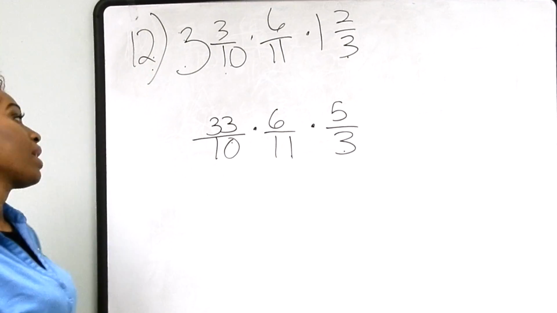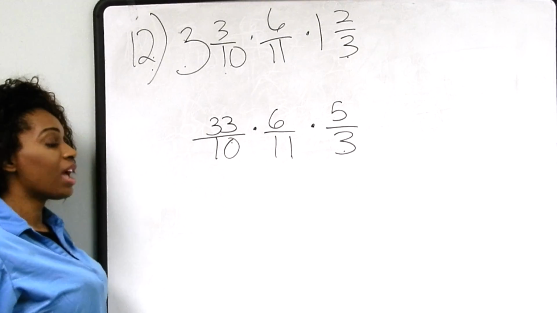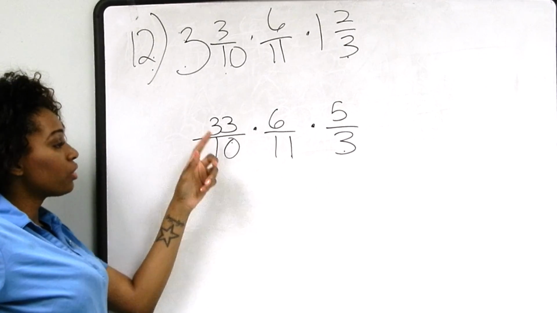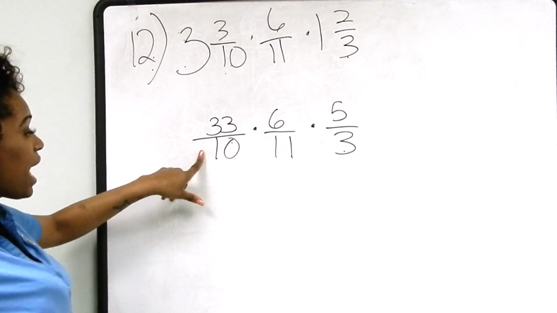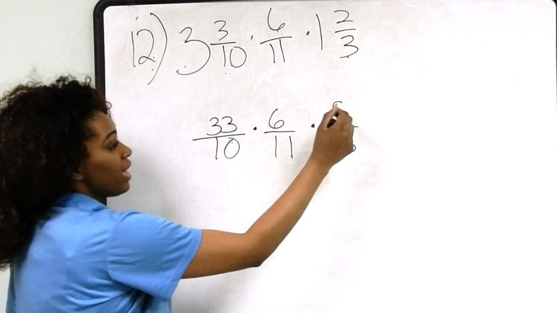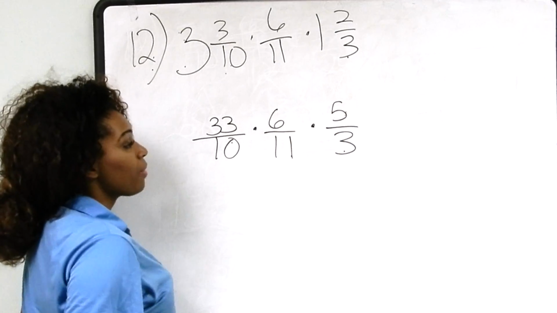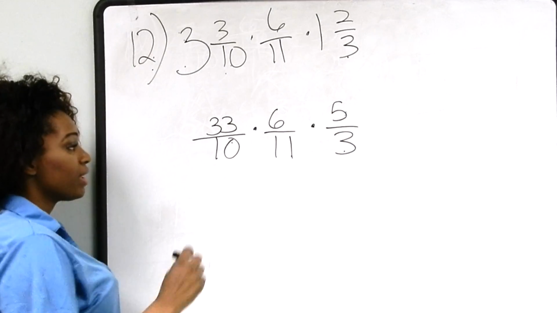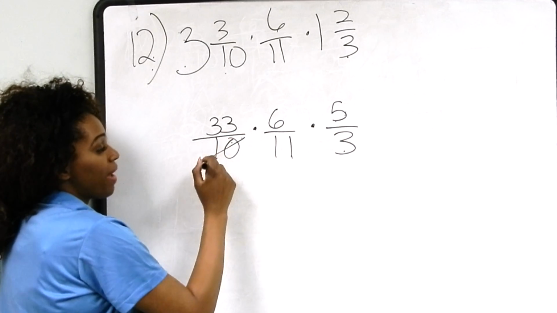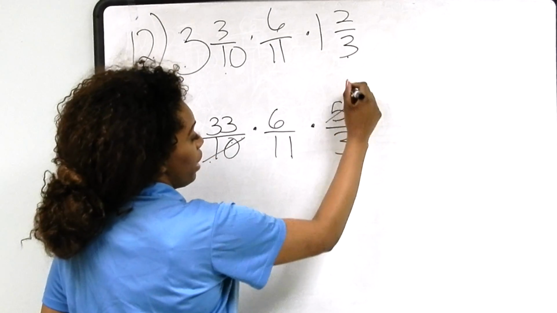Now we can multiply. But what I noticed before we even begin to multiply is that we can reduce. First, let's look at our numerator and denominator, 33 and 10. I notice that we have a 10 in the denominator, and then there's a 5 at the top of our final fraction, 5/3. And we can reduce both by 5. 10 and 5 we can reduce. We can reduce the 10 by 5 and it becomes 2. 5 divided by 5 is 1.